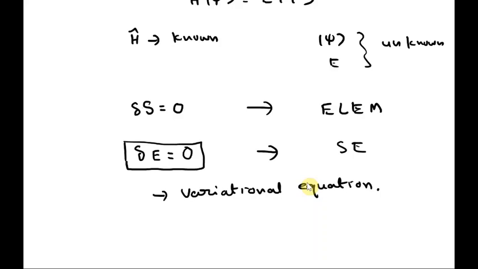Our aim is to find the energy expectation value. The value that you obtain is not going to satisfy this particular condition, and we have to find when the condition delta E equal to 0 is satisfied for that particular function, or when E becomes stationary, and that corresponds to our Schrodinger equation.